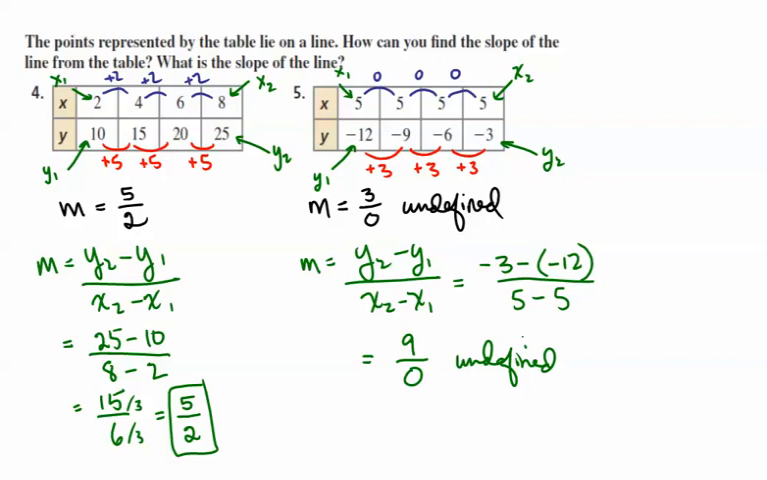Right? You can't just leave it as 9 over 0. It is undefined. And it doesn't matter that the first one was 3 over 0 and the second is 9 over 0. As long as it's undefined, it's undefined. Okay, great. We'll stop this video at this point.